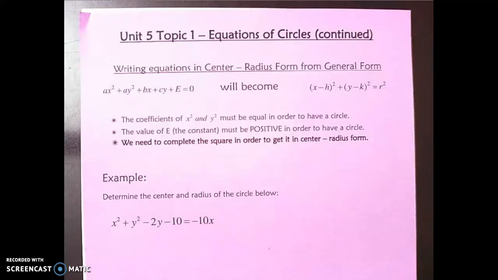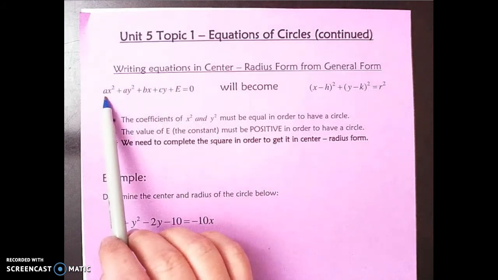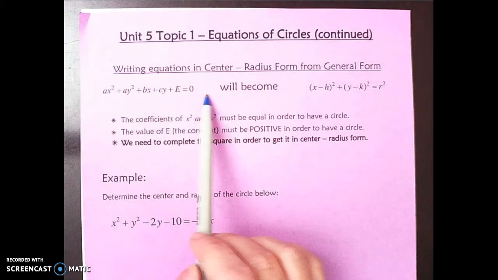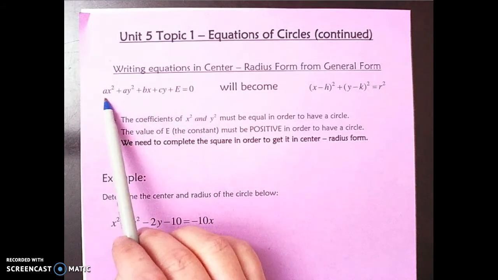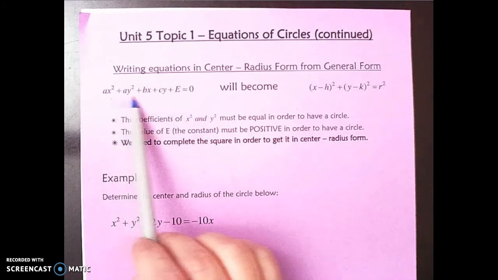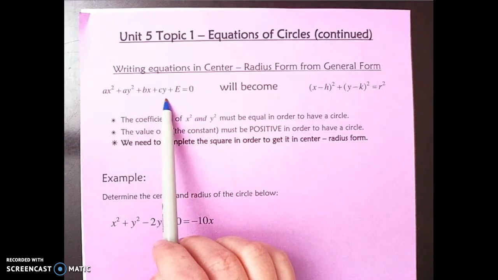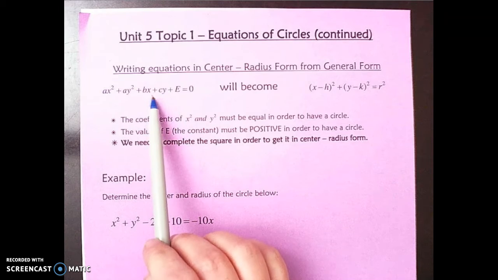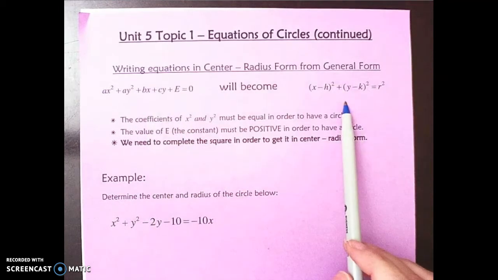Hi guys, this video is about finding the center and the radius of a circle in general form. This is our general form of the equation of a circle, and in order to find the center and the radius, we can't use this form. We can't just look at this and see what the center and the radius are. So what we need to do is take the general form and transform it into the center-radius form.